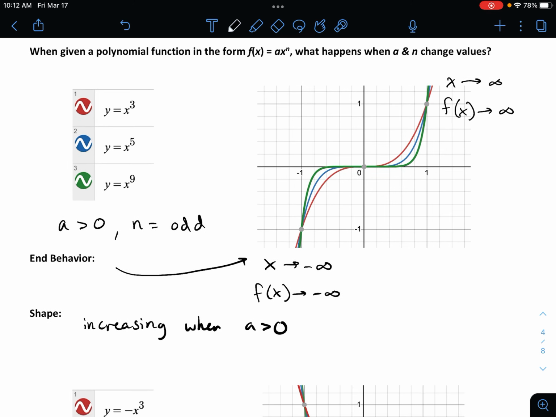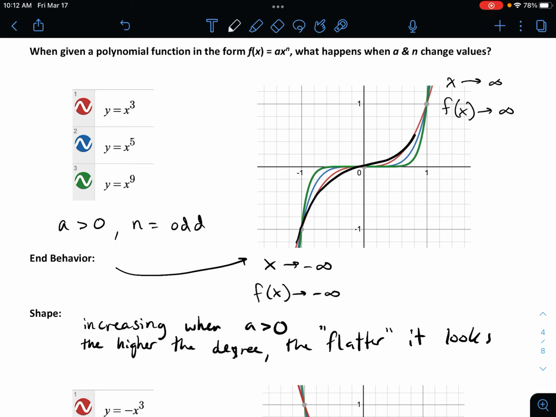We can also say that the higher the degree, the flatter it looks, right? You can see that if I've got x cubed, it's a little smoother here. And then when I get to x to the 9th, that's kind of this flat kind of boxy look here. Again, now this only works when I've got a times x to the n power. Once I start adding on other things, this rule doesn't necessarily apply, right? If I have a bunch of extra stuff here, it's not always going to look that flat. But in this general form, we do notice that pattern. That is something that you might notice.